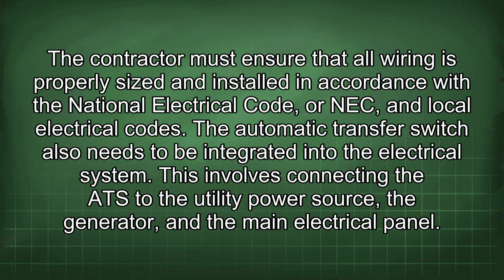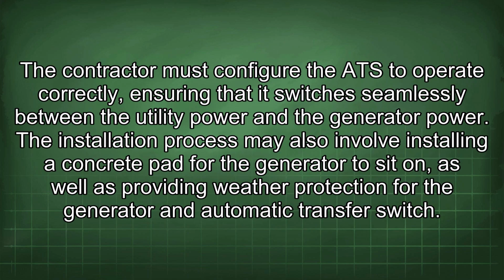The automatic transfer switch also needs to be integrated into the electrical system. This involves connecting the ATS to the utility power source, the generator, and the main electrical panel. The contractor must configure the ATS to operate correctly, ensuring that it switches seamlessly between the utility power and the generator power.